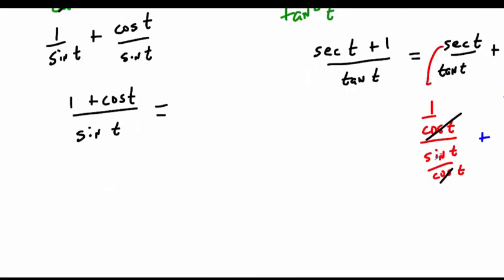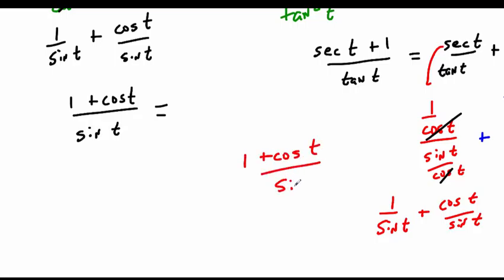So this gives me what was left here, 1 over sine of t, and then this would be plus cosine of t over sine of t. And now that they have a common denominator, I can add them together and give me 1 plus cosine of t over sine of t. And I can see that my left side does equal my right side. Those two are equivalent, so check, we proved the identity.